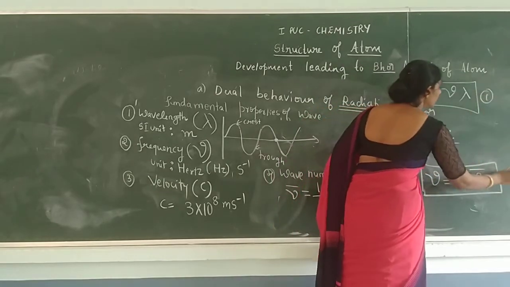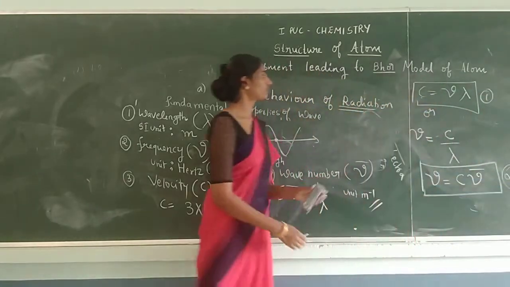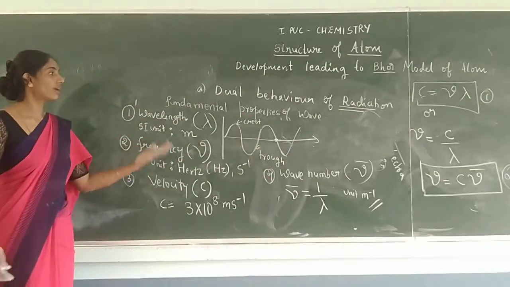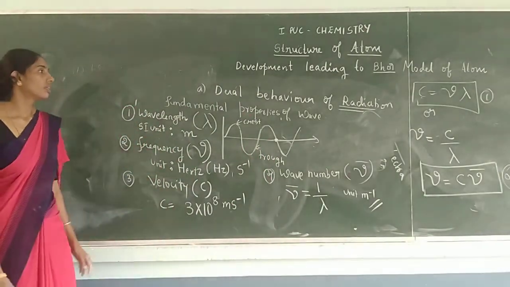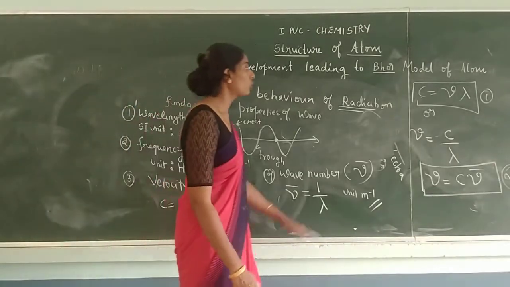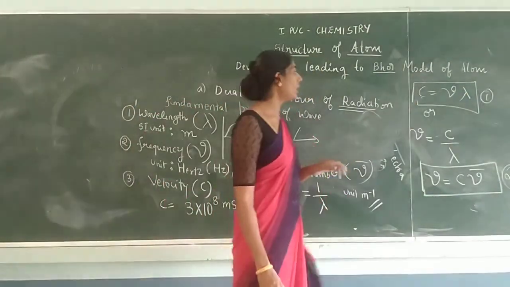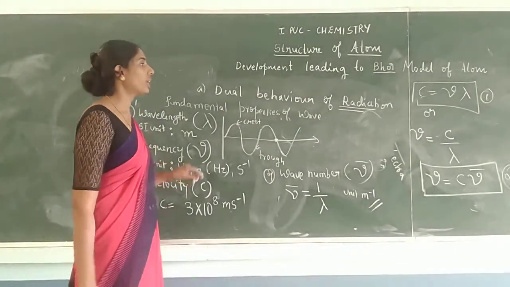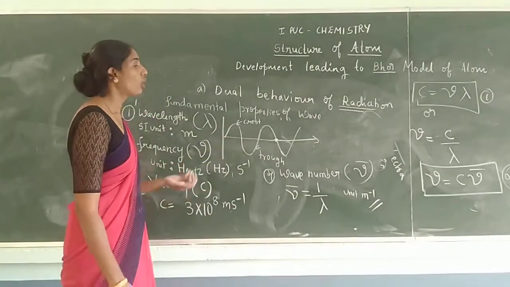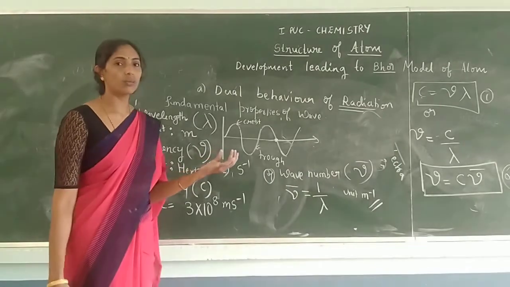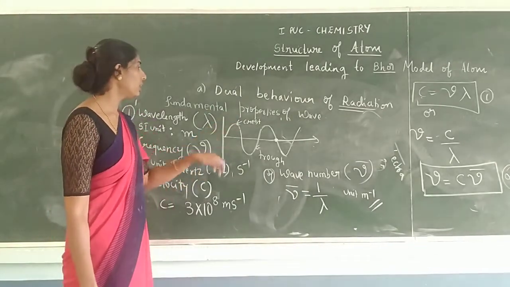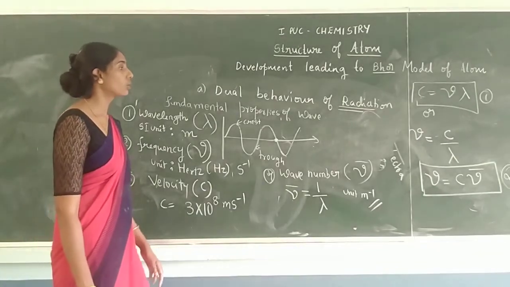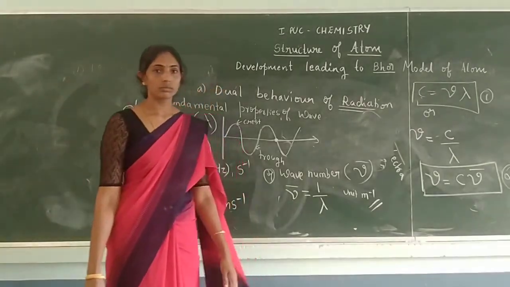First formula, second formula. What is the relationship between the different fundamental factors? That is, C is equal to mu lambda as a main formula. Then mu, frequency, can be given as C by lambda, or frequency is equal to C mu bar, because 1 by lambda is equal to what? It is equal to mu bar.